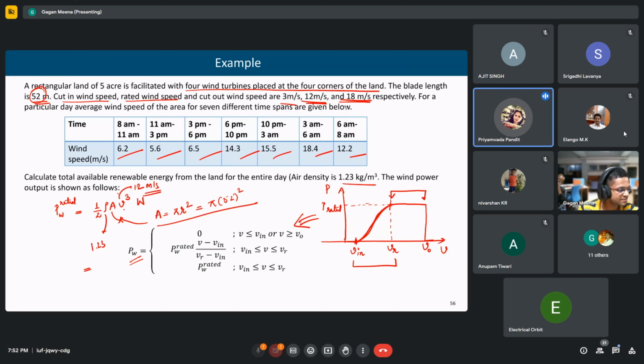4.977, so around 5 megawatt. I think you have made some mistake. Have you somewhere missed half? I'll do it again. Okay, so rho is 1.23, area is pi r square, where r is 52 meters and velocity is 12 meter per second. So calculate it once again. Anyone else who has calculated rated power?